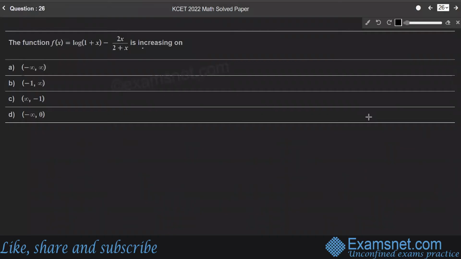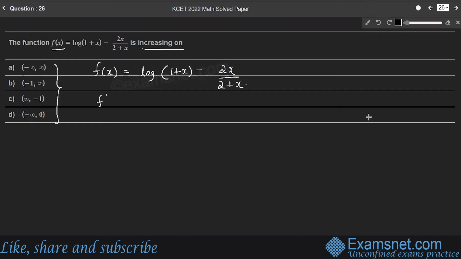Question 26. The function f of x is equal to log of 1 plus x minus 2x by 2 plus x is increasing on which of the below mentioned intervals? Consider the given function f of x is equal to log of 1 plus x minus 2x by 2 plus x.